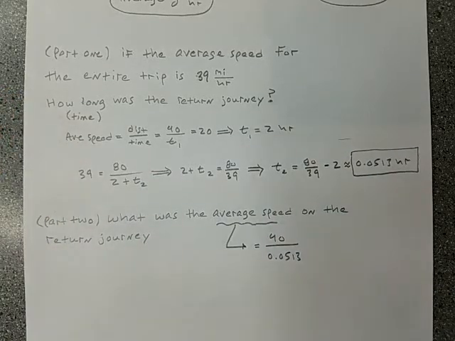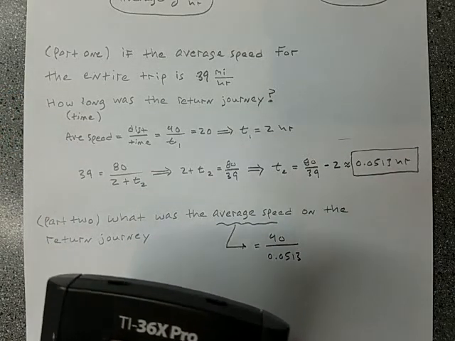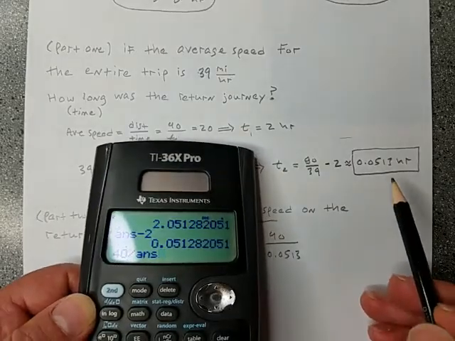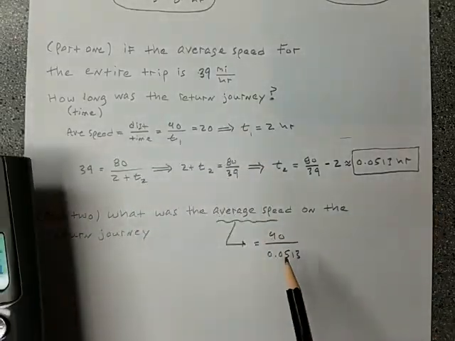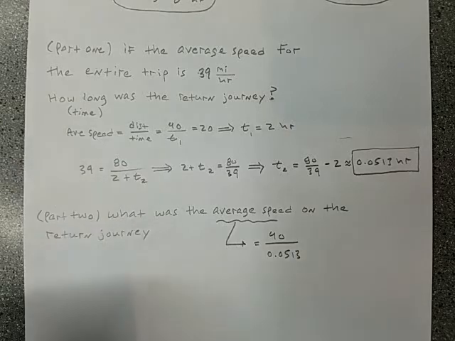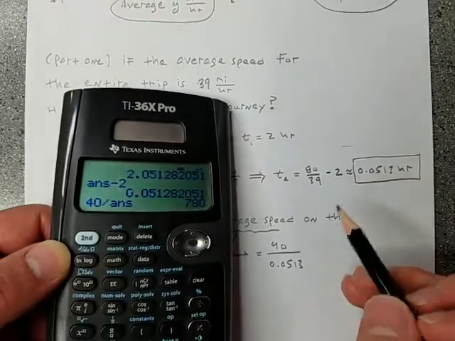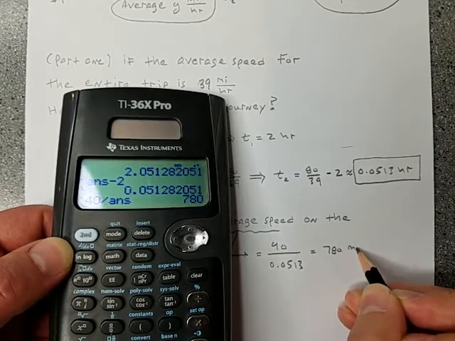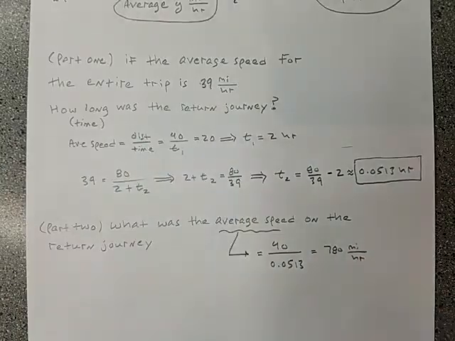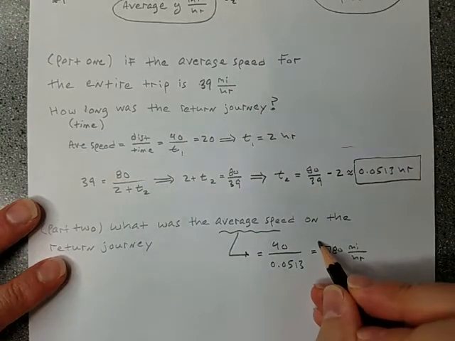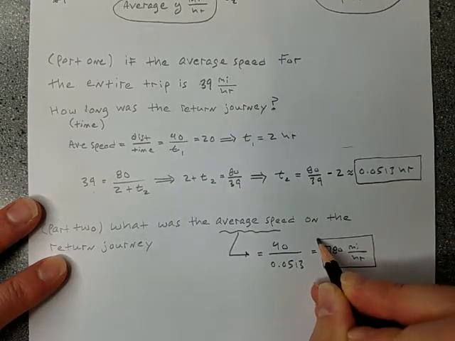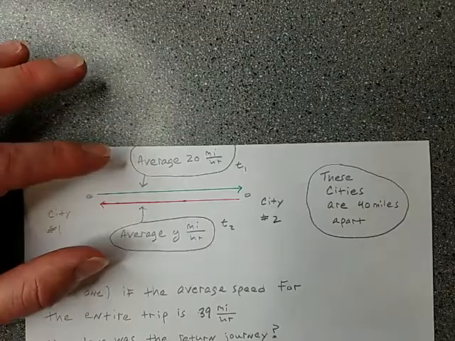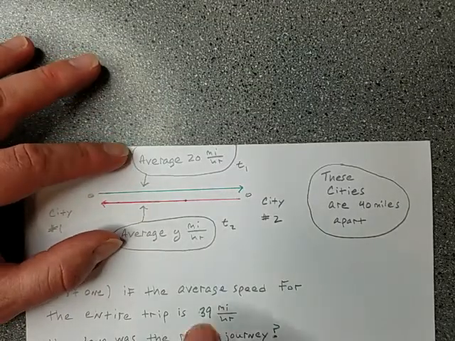Okay, well, that's going to be very fast. So I'll take 40 and I'll divide by that number that I just got. 40 miles, it only took you 0.0513 hours. That turns out to be exactly 780 miles per hour. Now, I just thought that might surprise you, how fast that return journey has to be just for the average speed for the entire trip to be 39 miles an hour.